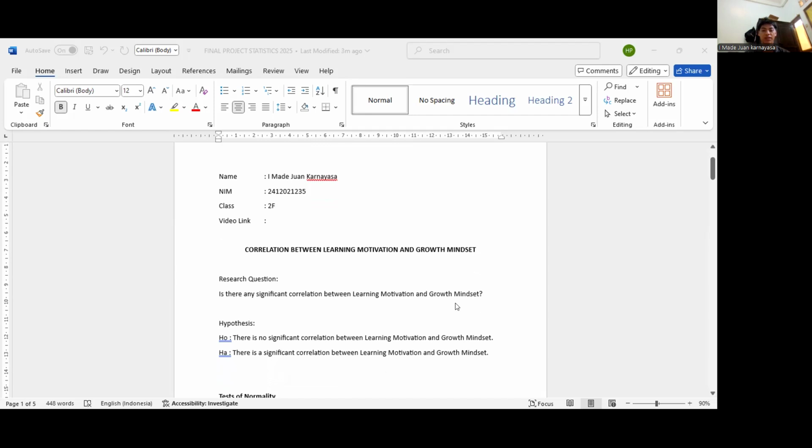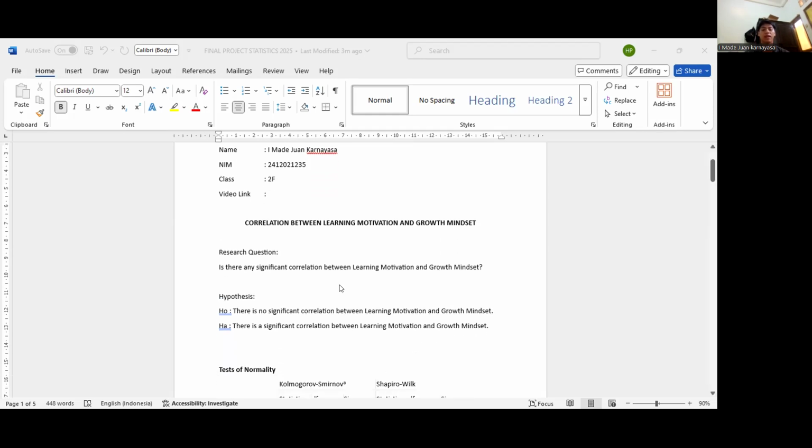This is my research question, and this is my hypothesis. The research question is: is there any significant correlation between learning motivation and growth mindset? The H0 is that there is no significant correlation between learning motivation and growth mindset. And the HA is that there is a significant correlation between learning motivation and growth mindset.